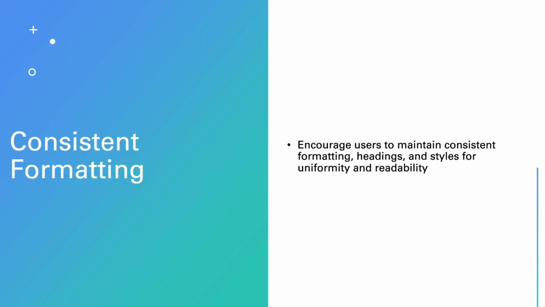The second practice is consistent formatting. You should be encouraging your users to maintain consistent formatting, headings and styles, for uniformity and readability. That is pretty important: to have some headings, to have some bullet lists if you have some categorization that you want to mention in parts. That is something that you should accommodate within your Confluence spaces. That is the second thing.